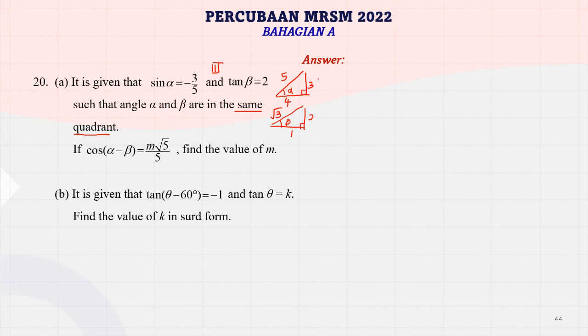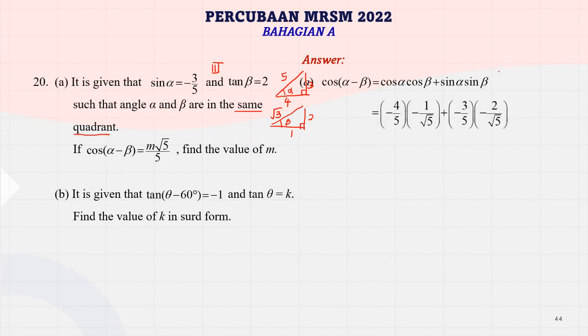Okay, so baru kita boleh jawab soalan tu lah. Cos alpha beta kita gunakan compound angle. Okay, kalau cos alpha cos beta plus sin alpha sin beta. Cos alpha because of dekat third quarter dia akan jadi negatif. Sini negatif. Kalau nampak semua negatif sini. Okay, cos beta also negative 1 over root 5.